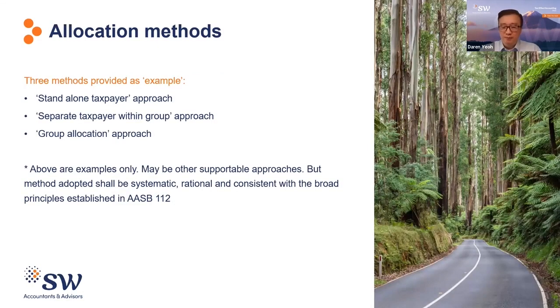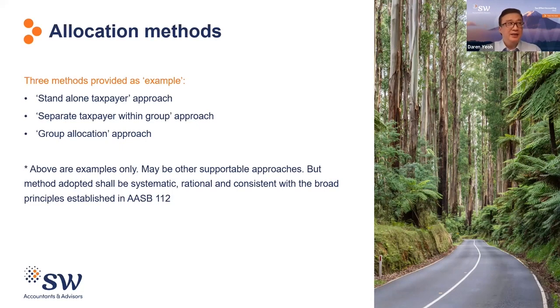When you perform the tax calculation for members of your group, UIG 1052 provides 3 examples of the approach you can take. The first one is the standalone taxpayer approach, which requires you to assume that the subsidiary is not part of the tax consolidated group. And therefore, if there's a sale transaction to another member of the tax consolidated group, that sale is tax effected.